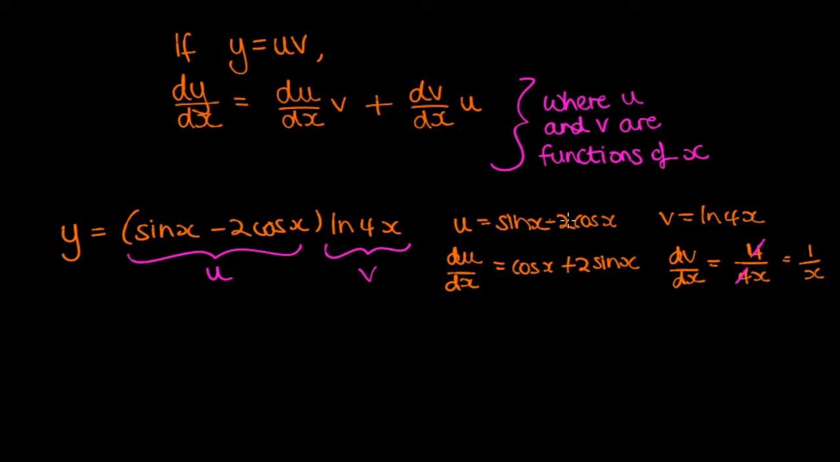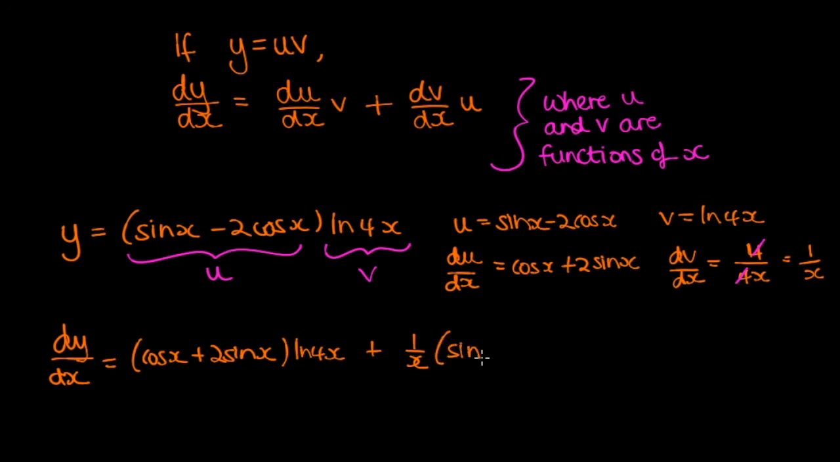So we've got u, we've got v, and we have du by dx, and we have dv by dx. So if we plug them in the formula, then dy by dx is equal to (cosine x plus 2 sine x) multiplied by v, which is ln 4x, plus 1 over x multiplied by (sine x minus 2 cosine x).